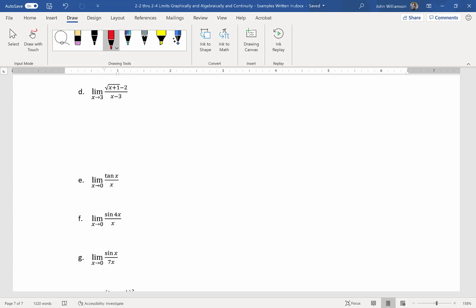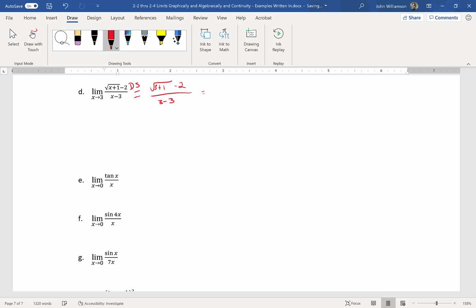So first thing we want to try, of course, what is it? That's right, it's direct substitution. So we try direct sub. So limit as x is approaching 3. We're substituting now, so there is no limit notation anymore. So that gives us the square root of 3 plus 1 minus 2 over 3 minus 3.